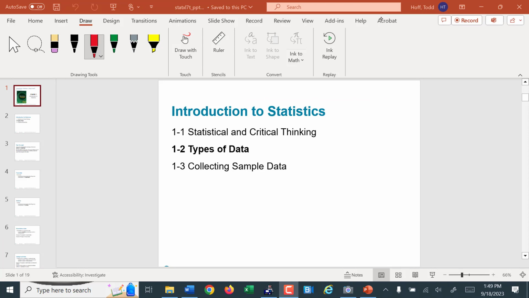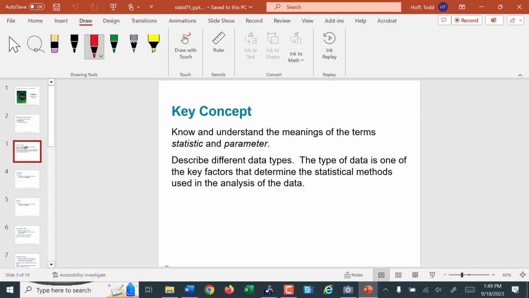So as we venture into section 2, we're going to be talking about types of data. So we mentioned data is the information we collect from our population. Our key concept here is understanding the meaning of the terms statistics and parameters. We mentioned those earlier. So they both describe the data sets. One's a population, one is a sample.